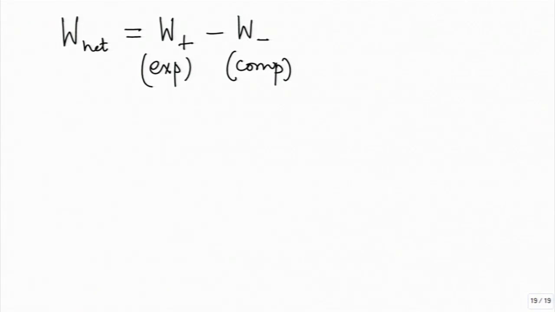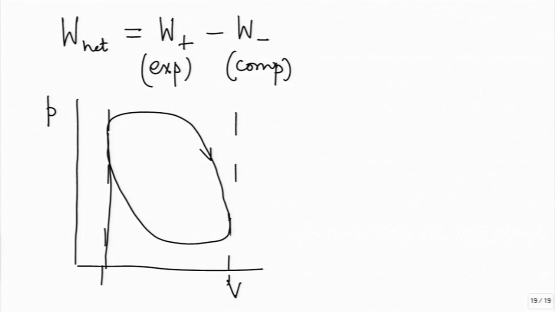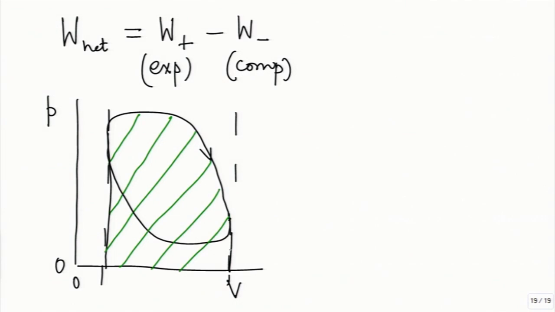Okay. If you look at the PV diagram of a reciprocating engine, I will not tell you what sort of an engine it is. I will just say that it works between some minimum volume and some maximum volume. And let us say that the cycle looks something like this. Now, you have an area, and let us say this is zero pressure, this is zero volume. Now, you have an area which is shown, let me show it with dark green. This area is the work done during expansion processes. So, this represents W plus.